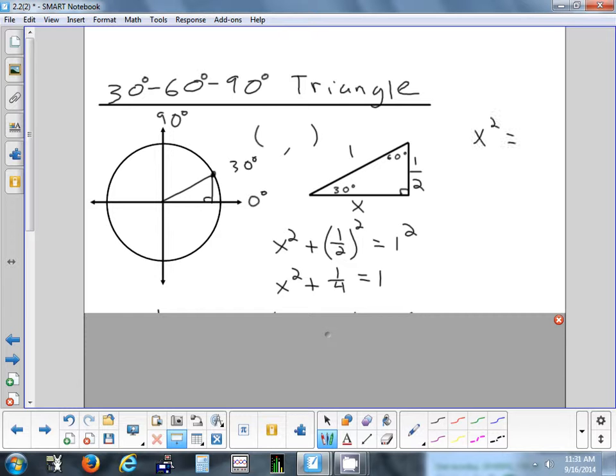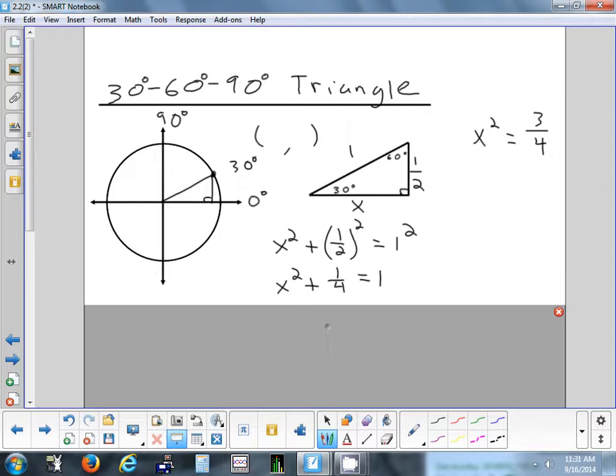So x squared equals, what's 1 minus 1/4? Josh? Use a calculator, please. Oh, 3/4. So 1 minus 1/4, that's 3/4. And my last step, Ashley, to get the x by itself, take the square root. So square root 3 over square root 4.